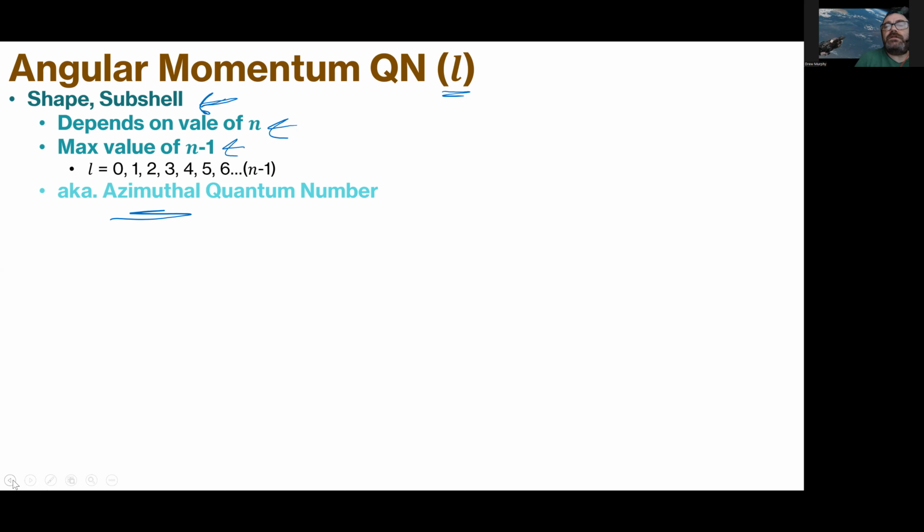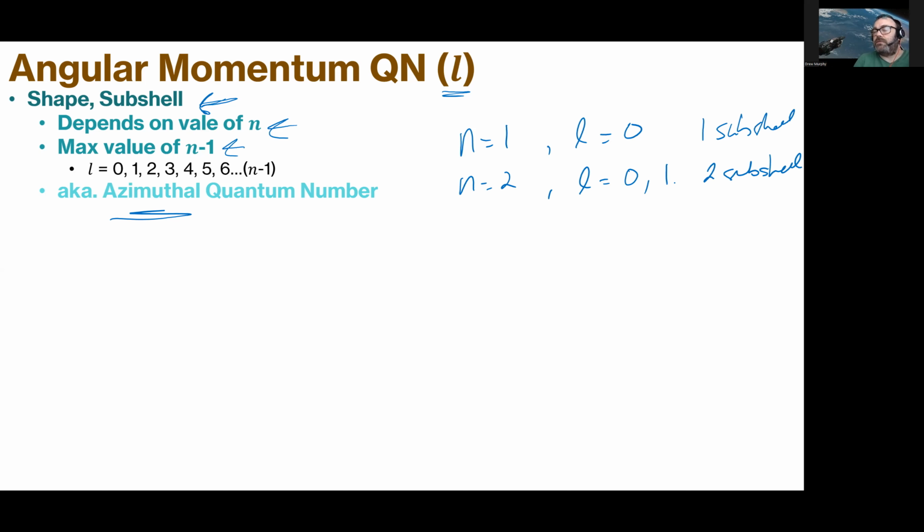Okay, L depends on n. So if n equals 1, then L can only be 0, because n minus 1 is the max. You can't have n equals 1 and L equals 1. If n equals 2, then L can be 0 or L can be 1. So there's 2. This is one subshell; this is two subshells because there are two possible values. There's a 0 subshell and a 1 subshell.